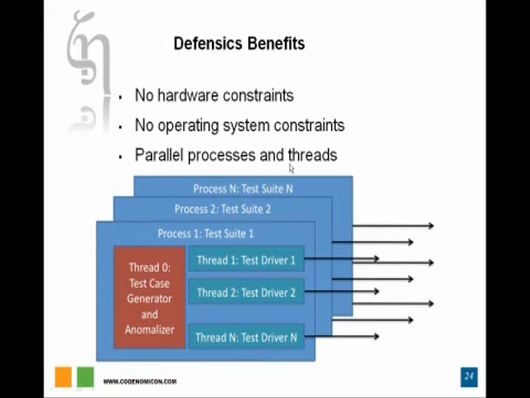The capability of running parallel processes and threads has always been built into our tools. So when you look at an individual tool, how you probably have run our tools in the past, the architecture is divided so that you have a single thread dedicated for the test generation and anomalization. And so the more processes you have in parallel, the more test generators you have in parallel. And then each one of those test drivers, which is actually executing those protocol sequences and those test cases, is also dedicated into its own drivers.